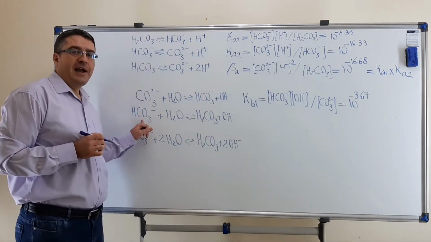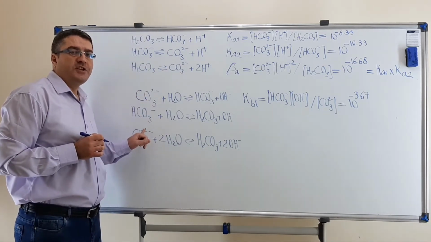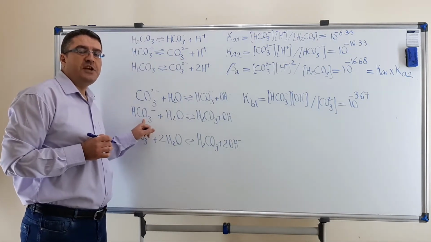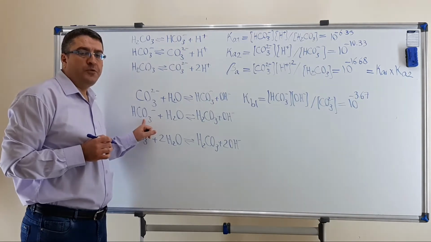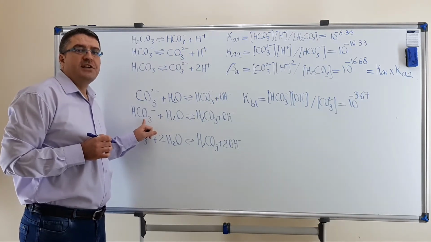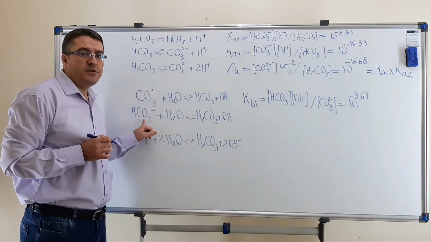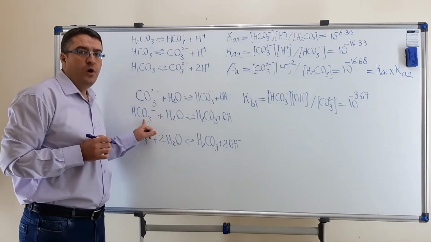In the second reaction, carbonate anion accepts its second H+. It is the second base dissociation reaction of carbonate anion. The associated equilibrium constant is the second basicity constant of carbonate anion in aqueous solutions. It is represented by Kb2.